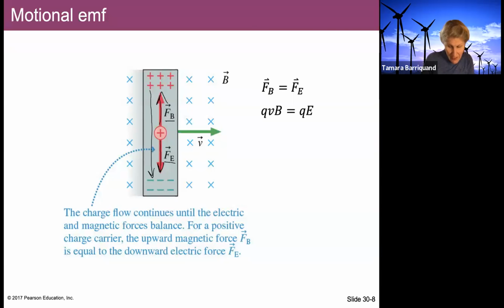So I can go through and set those equal to each other. And since I know they're equal, I can cancel out Q because that's the same charge for both of them. And I see that VB equals E, which tells us, in fact, that the electric field in this case is equal to V times B, the magnitude of our electric field.